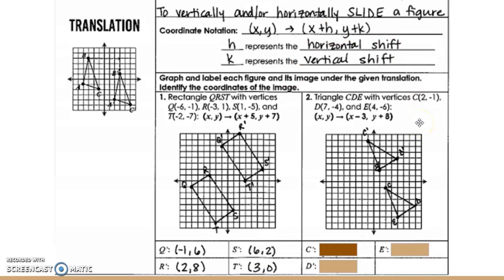So they gave us triangle CDE with all its vertices, and they told us our rule is subtracting 3 from our x and adding 8 to our y. Looking at C, we are subtracting 3 from 2, and we are adding 8 to -1 to get us a new point of -1, 7. So that is the new point for our image. We're doing the same thing to E and to D. And again, the image and the pre-image have been graphed.